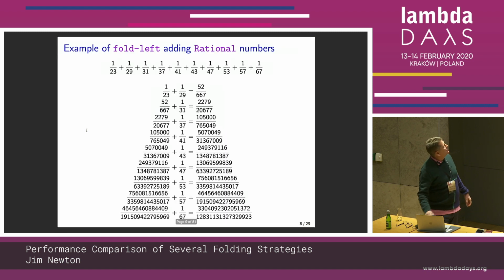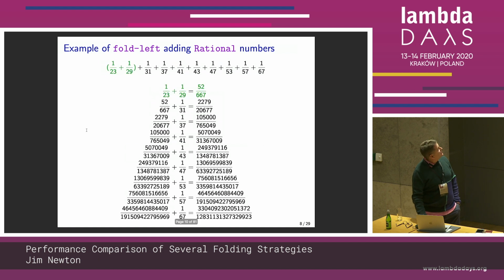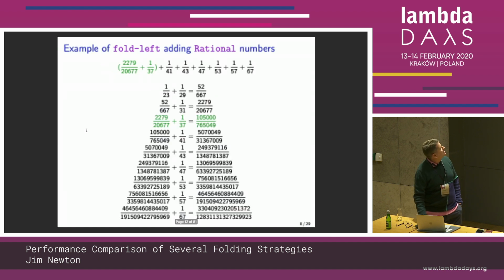Let's look at the example of rational arithmetic. We want to add fractions. We want to add from left to right, 1 over 23 down to 1 over 67. I've chosen these so that they're hard. They're all relatively prime. So when we add the first two, that's pretty easy. We get a 2-digit number over a 3-digit number. When we add the next, we get now a 4-digit number over 5 digits.